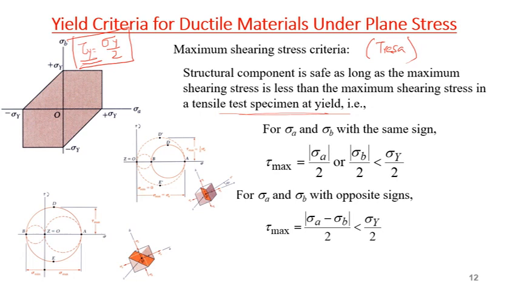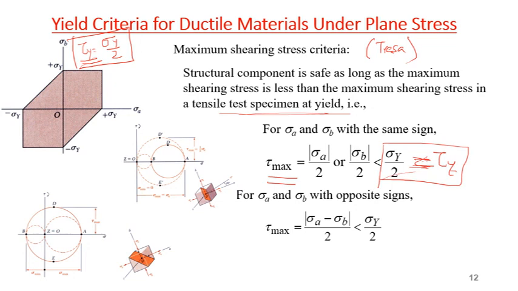So as long as tau max is less than tau y, which is equal to sigma y by 2, in that case the structure is safe, yielding will not start, and permanent deformation will not start.